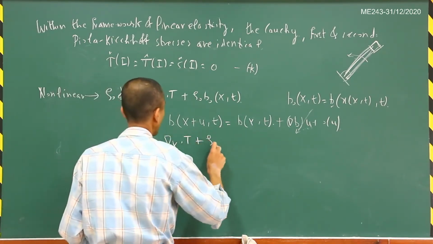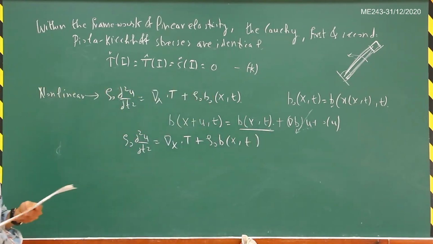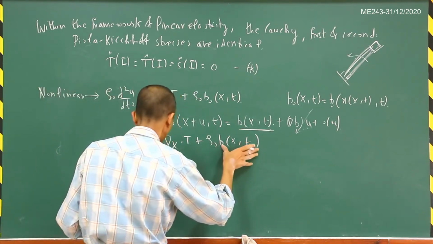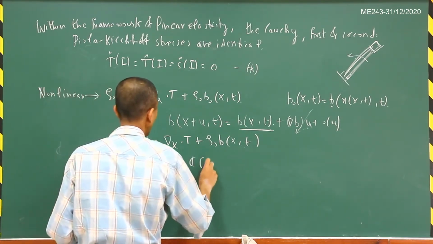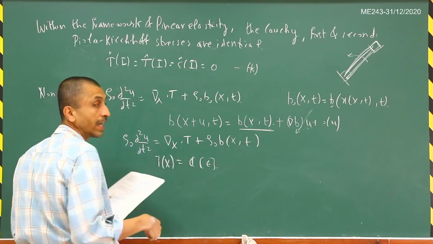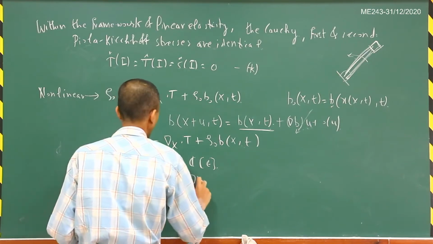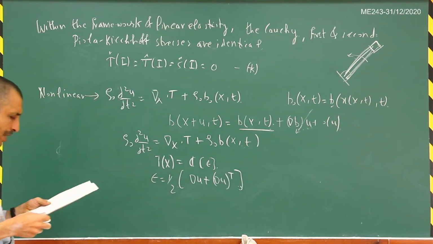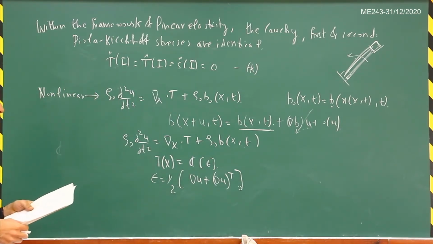plus rho naught times b of x comma t, because we are considering only this particular term here, right? So that's why, as I said, the body force is taken only on the reference configuration, and then the constitutive relation is T equal to C in the direction of epsilon. So this is the usual linear constitutive relation, and epsilon equal to half of del U plus del U transpose. Okay, so these are the governing equations, and they have to be solved subject to appropriate initial and boundary conditions here, right?